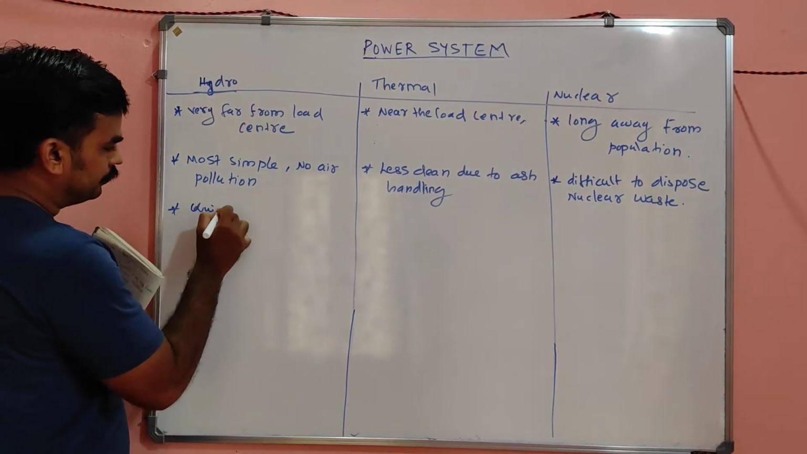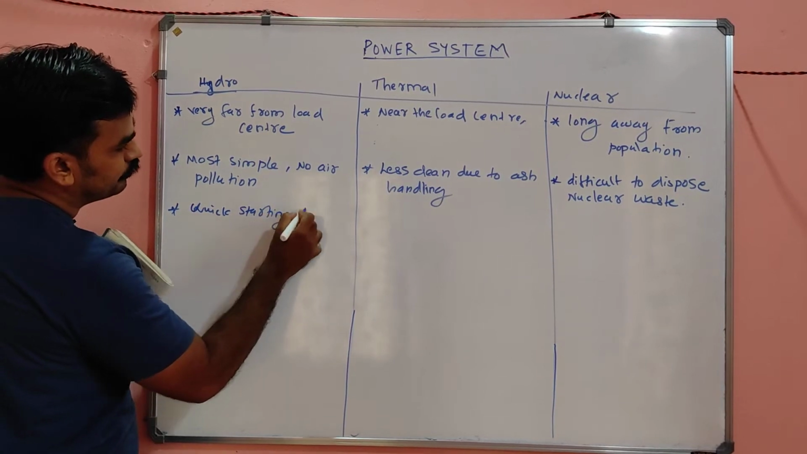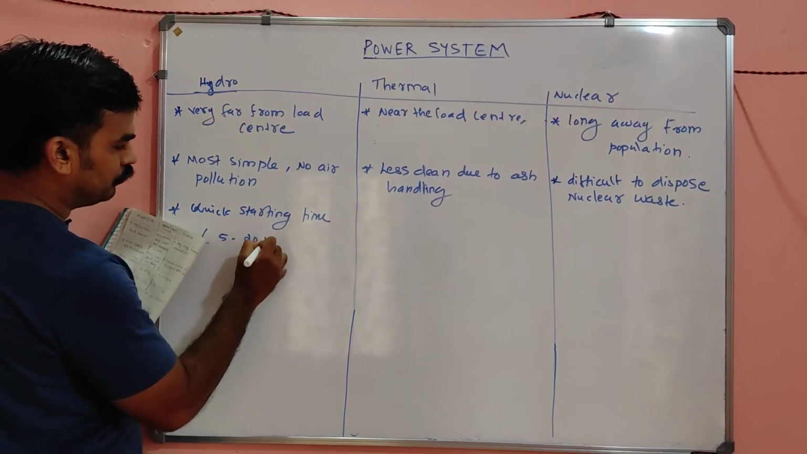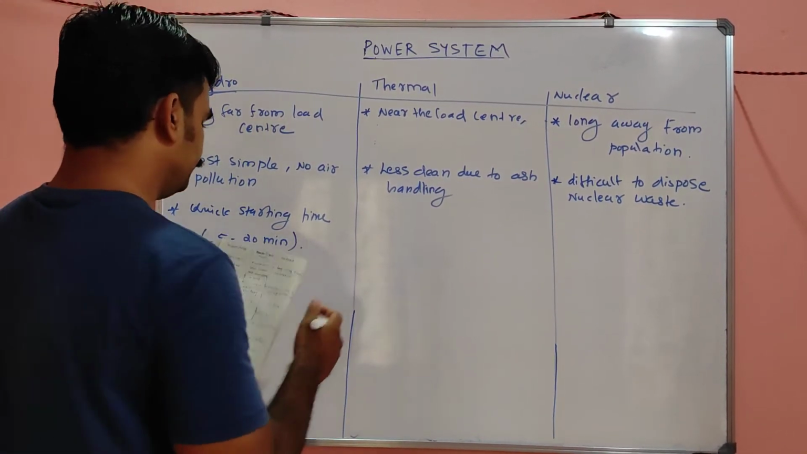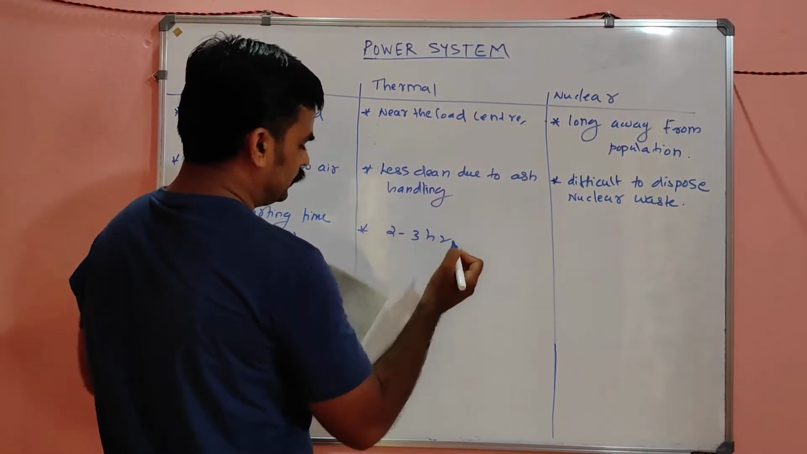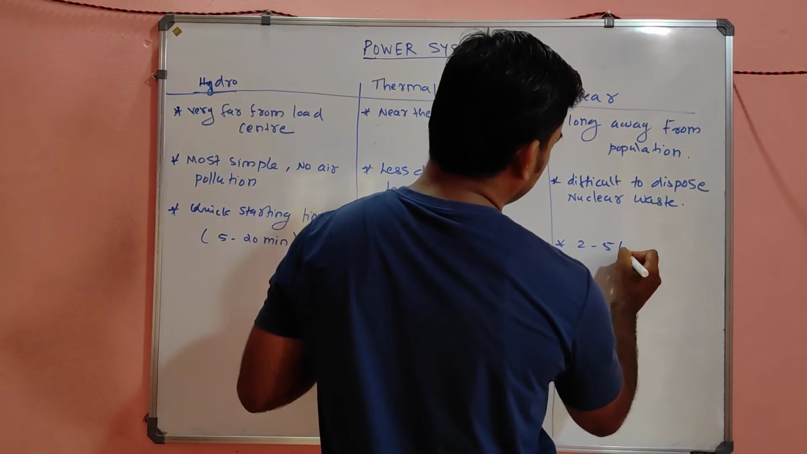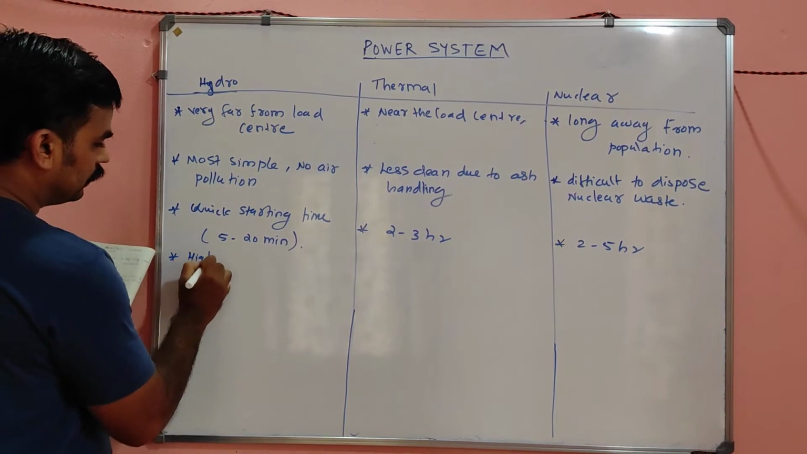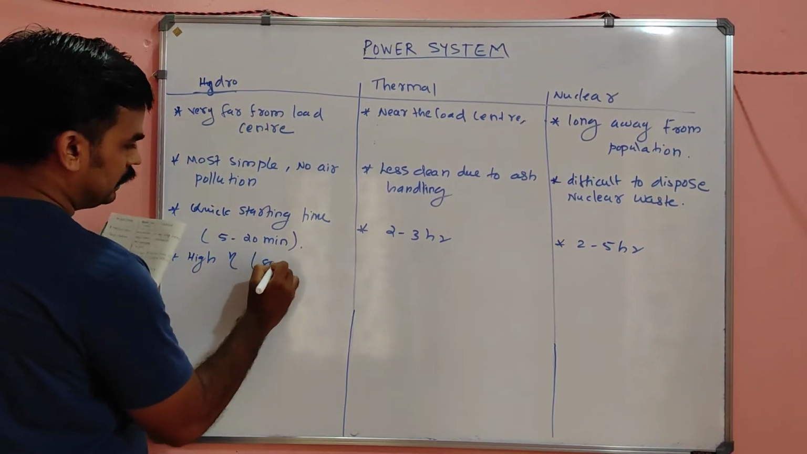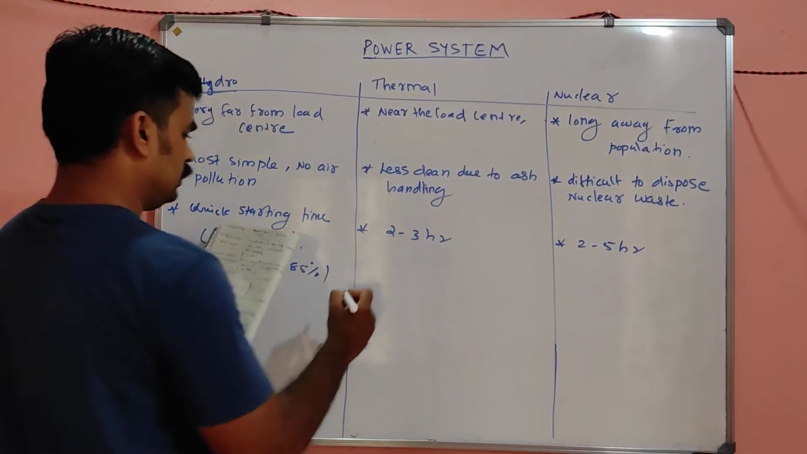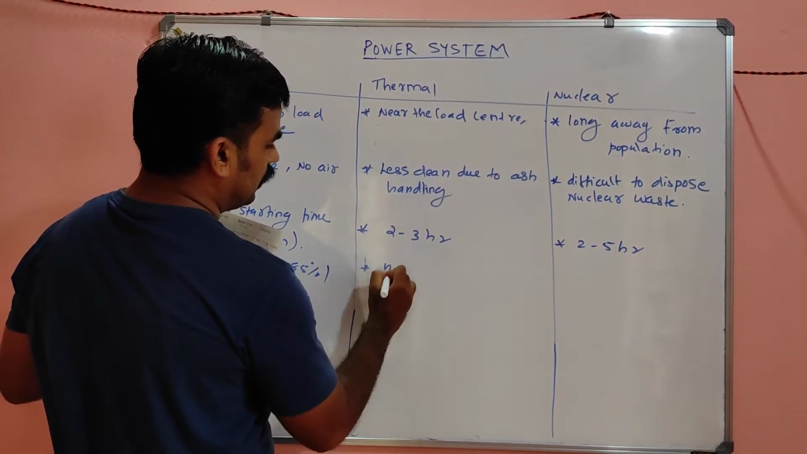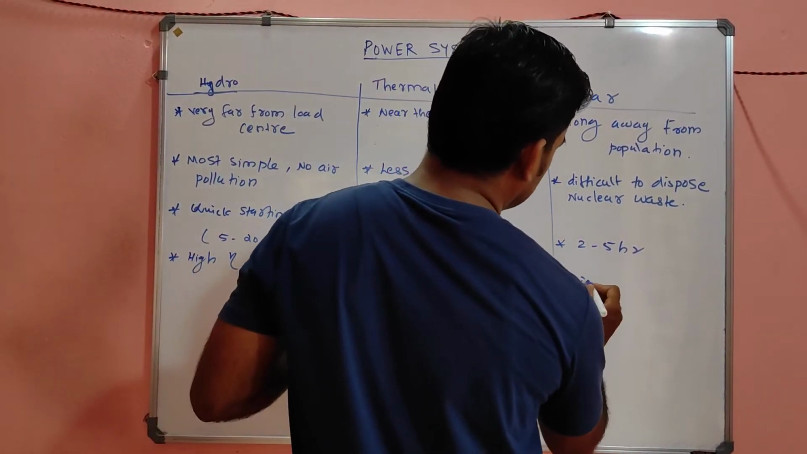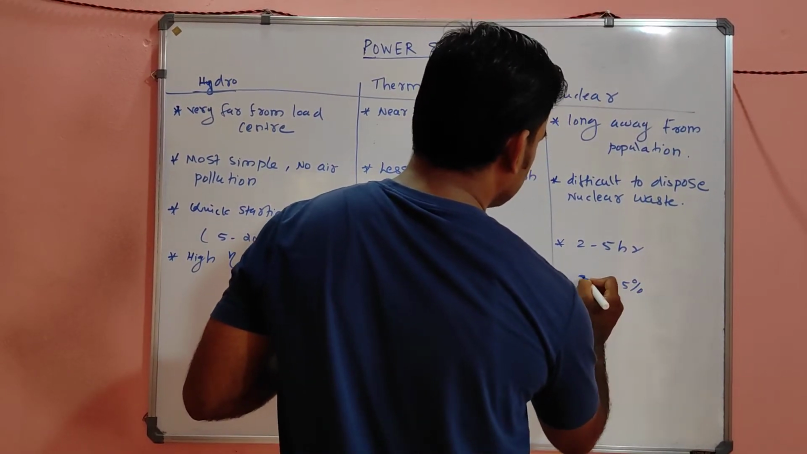Quick starting time. Hydro: five to 20 minutes. Thermal: 2 to 3 hours. Nuclear: 2 to 5 hours. High efficiency. Hydro: 80 to 85%. Thermal: efficiency 30 to 45%. Nuclear: again 30 to 45%.